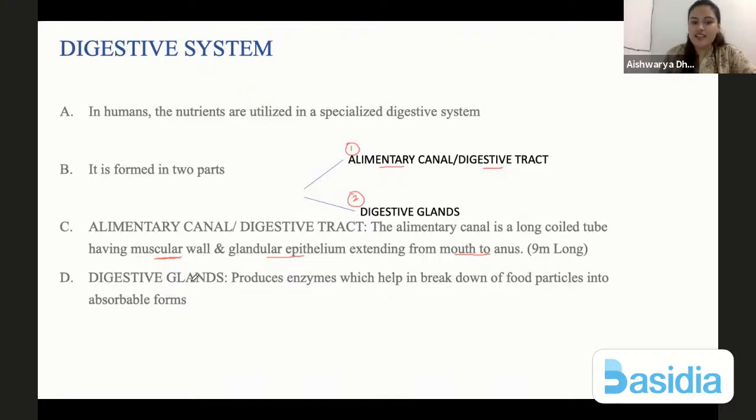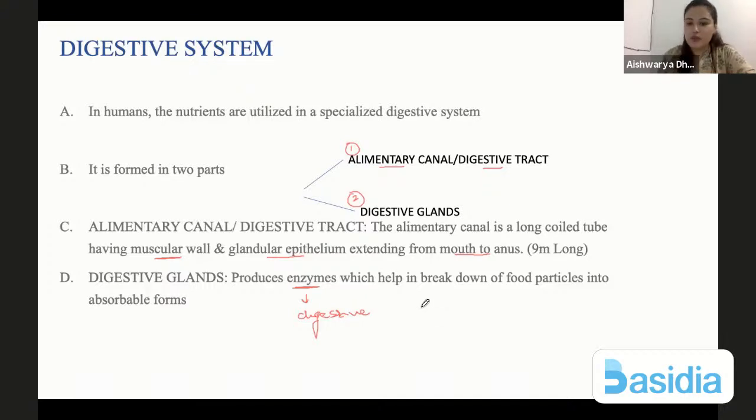Okay. And the second part of the digestive system is, of course, the digestive glands. They are involved in producing enzymes, which are nothing but your digestive enzymes, which will help in breakdown of food particles into the simpler forms. So like how I told you that sugar is broken down into glucose, taking the same example forward, these enzymes will help in breaking down sugar into glucose molecules.